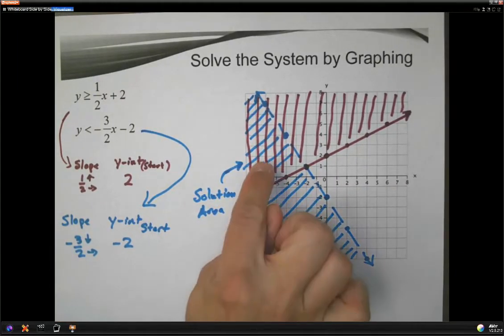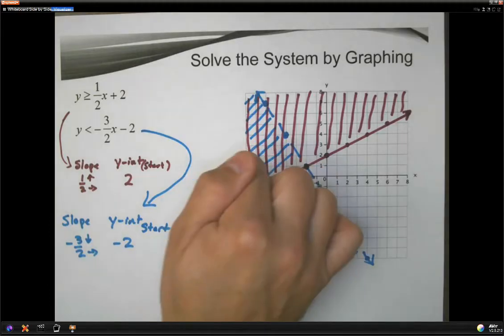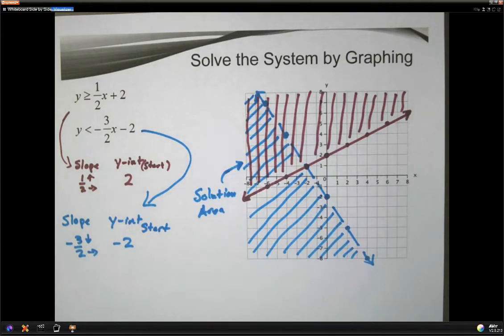So again, remembering our main area is where the shadings overlap. That is what we're looking for. That is the true and final solution area. Let's go ahead and try one of those on your own.